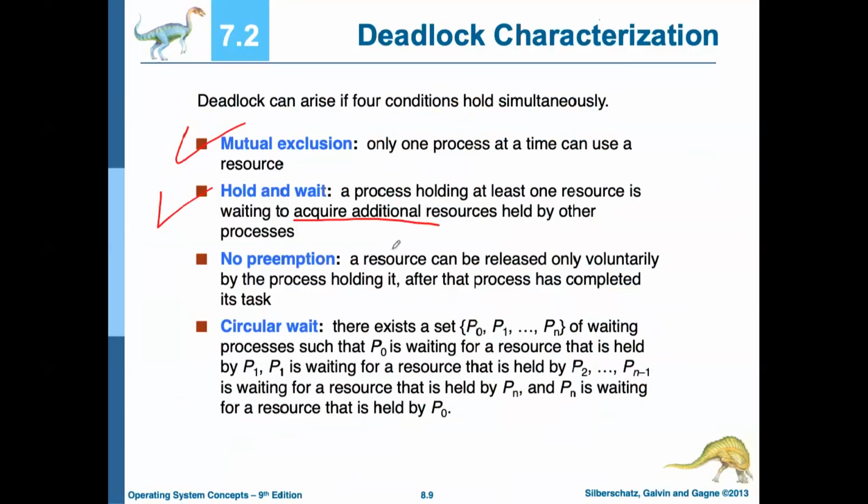Third, no preemption. Preemption is very important, but sometimes we don't apply it. We're not allowed to interrupt, for example, so it will create this scenario. Resources can be released only voluntarily by the process holding them, after that process has completed its task.